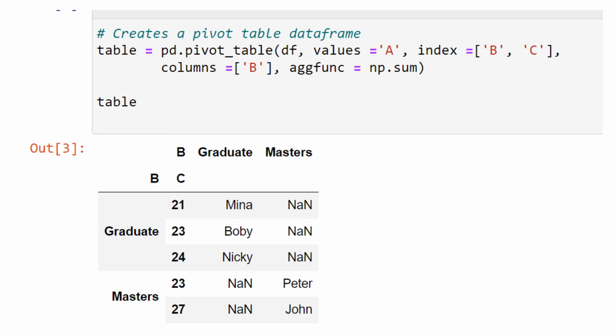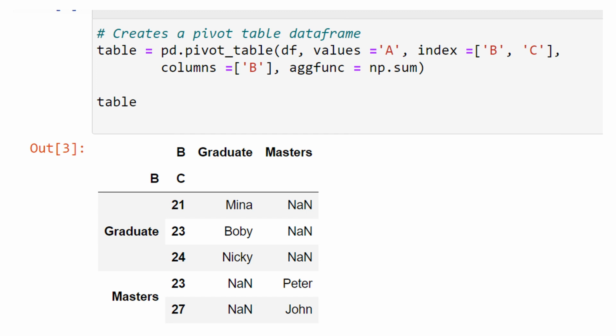So this is the output table. The values of the cells are names of the candidates. In the first column, Mina, Bobby, and Nikki have the qualification graduation, and their ages are 21, 23, and 24. And so the master fields are blank. Instead of blank, it will write NaN, not a number. Then, if you consider the master qualification, Peter and Jones have a master degree, so it will write only in the master column, and the graduation column will be NaN.